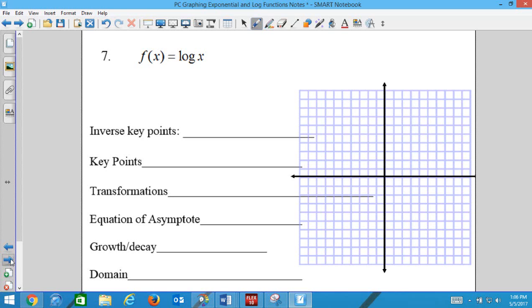All right, so the first thing that we want to do when we look at this is think about the inverse. So I see log x, but I need to know what the base is so I can think about the inverse. Base is 10. If it's not given, it's 10. So our inverse is going to be like 10 to the x. Is there a transformation on log x? There's not. There's no transformation.